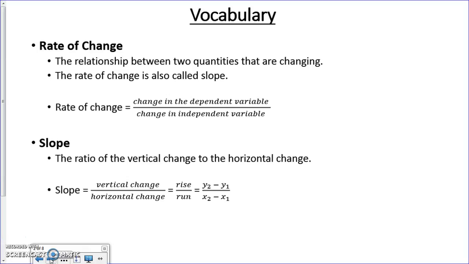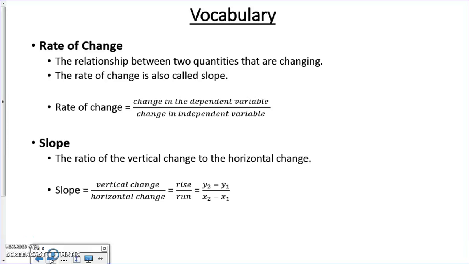Vocabulary. Rate of change is the relationship between two quantities that are changing. The rate of change is also called slope. Rate of change equals the change in the dependent variable over the change in the independent variable. Slope. The ratio of the vertical change to the horizontal change.